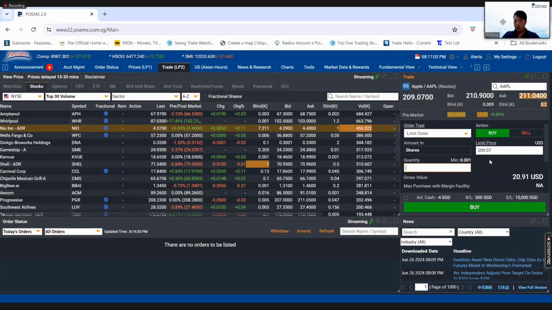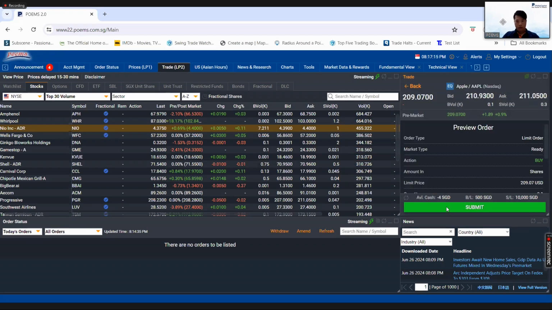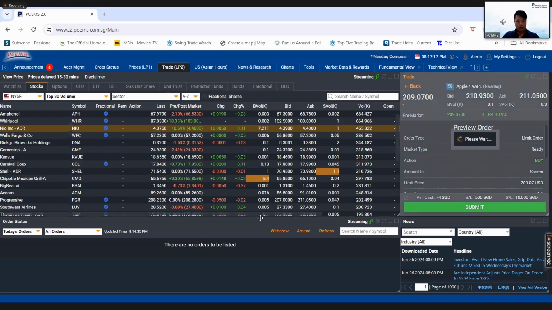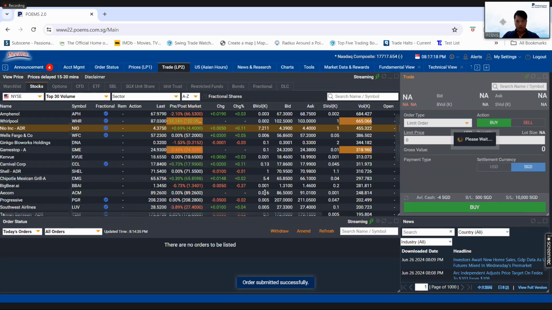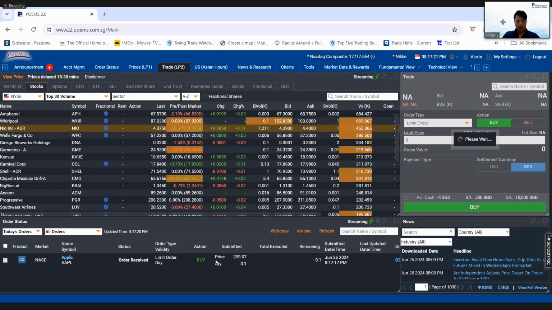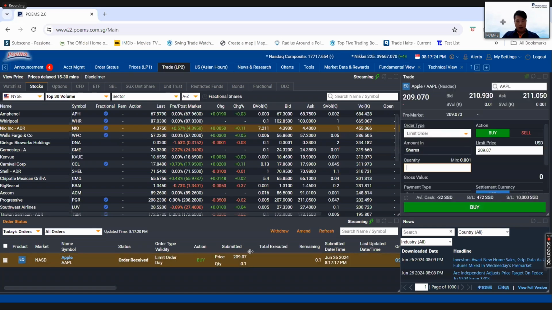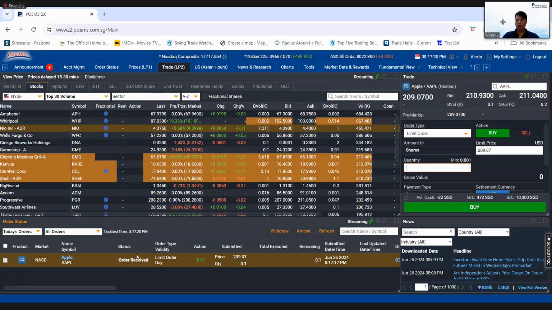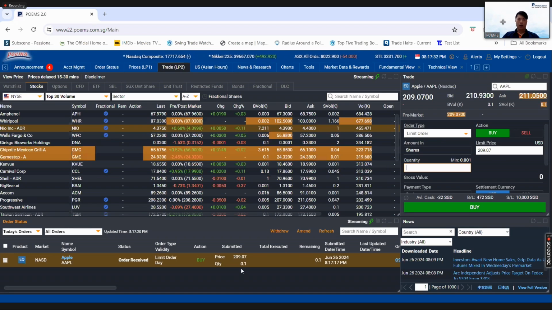Yeah, just give me a limit order, sorry. I'll buy, okay, I just put the same limit of 200, and then I'll put a share amount of 0.1. Okay, I'll just submit. So you realize here I'm able to purchase 0.1 share of Apple, right? That would amount to about $20 USD based on the limit price.